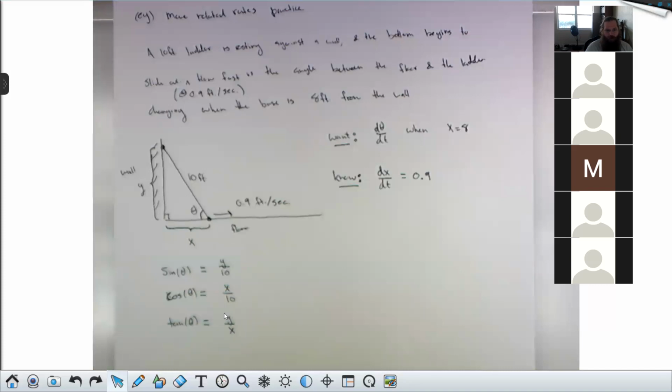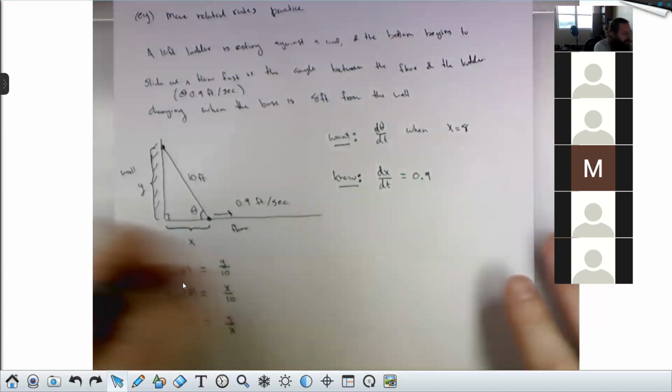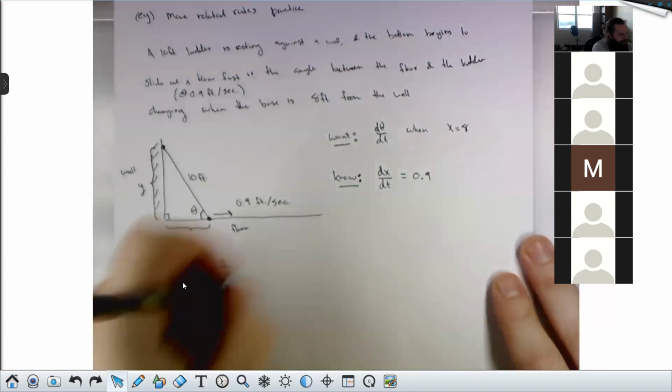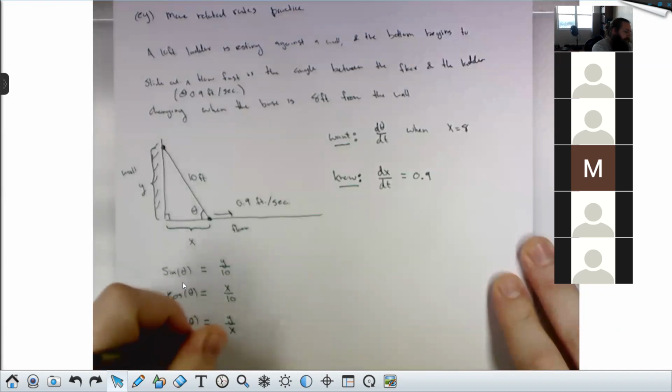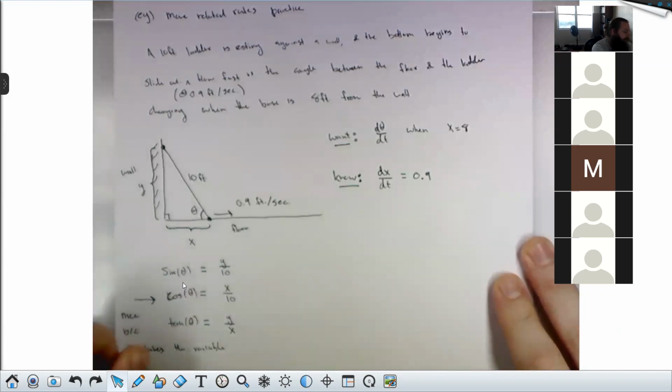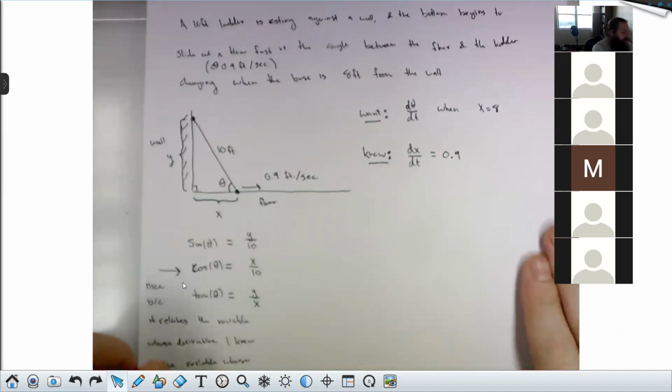And tangent has the same sort of issue. I don't have any information about y. So if I was going to use either this or this, I would have to, at the very least, solve some expression for y and get it in terms of x in order to proceed. So this one is nice. This is nice because it relates the variable whose derivative I know to the variable whose derivative I want, and nothing else.